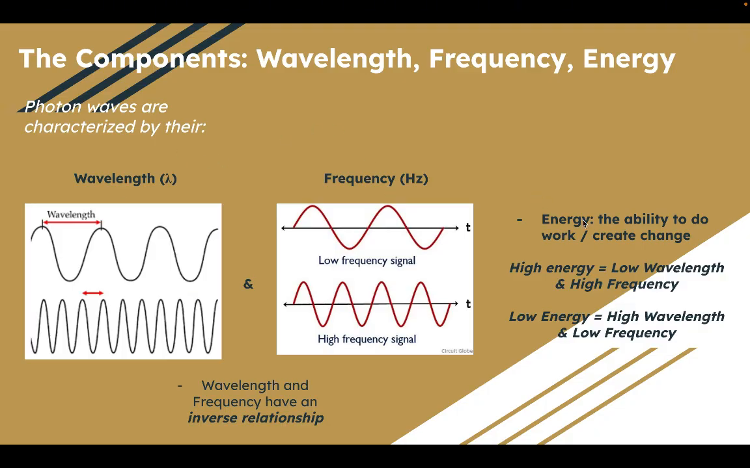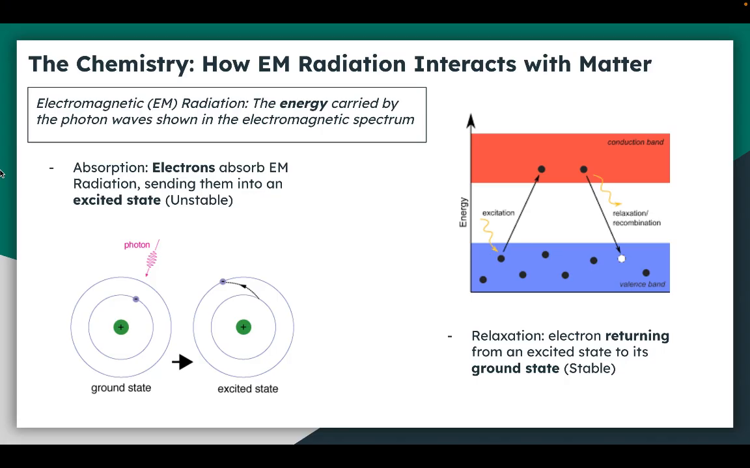Now, energy, within chemistry at least, is the ability to do work or create change. The way energy relates to this is the higher the frequency, the lower the wavelength is. High frequency, like this example or this example here, is going to have a very high energy. Low energy is going to look more like these top examples here, where the wavelength is really high, but the frequency is really low.